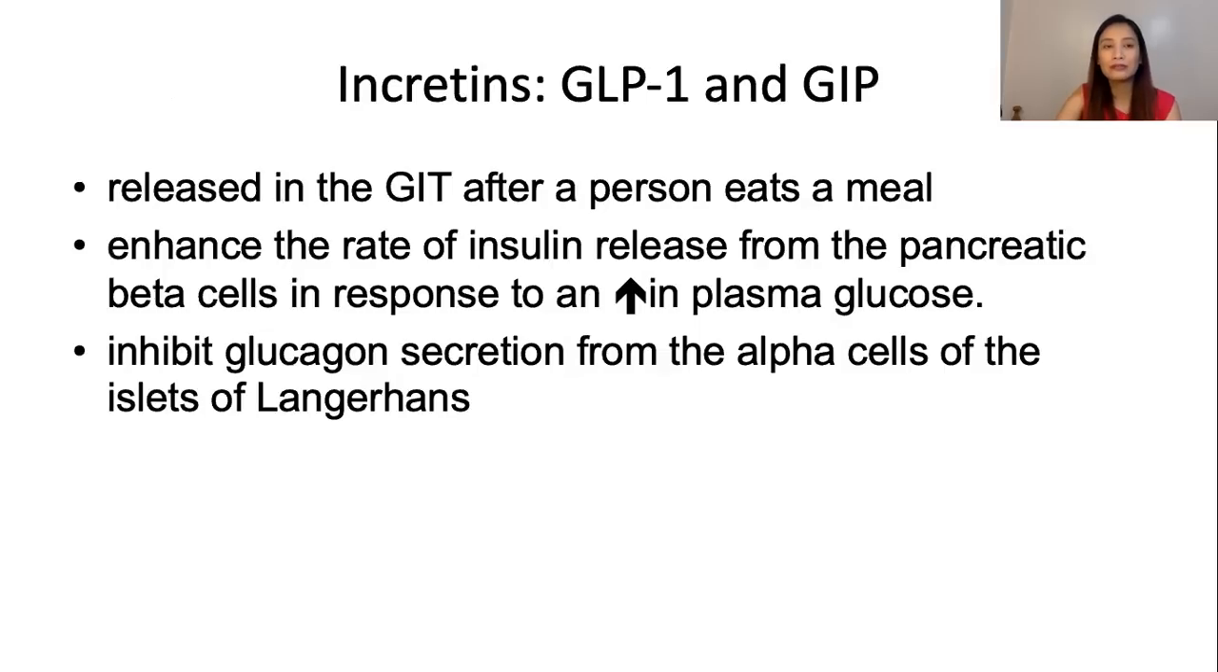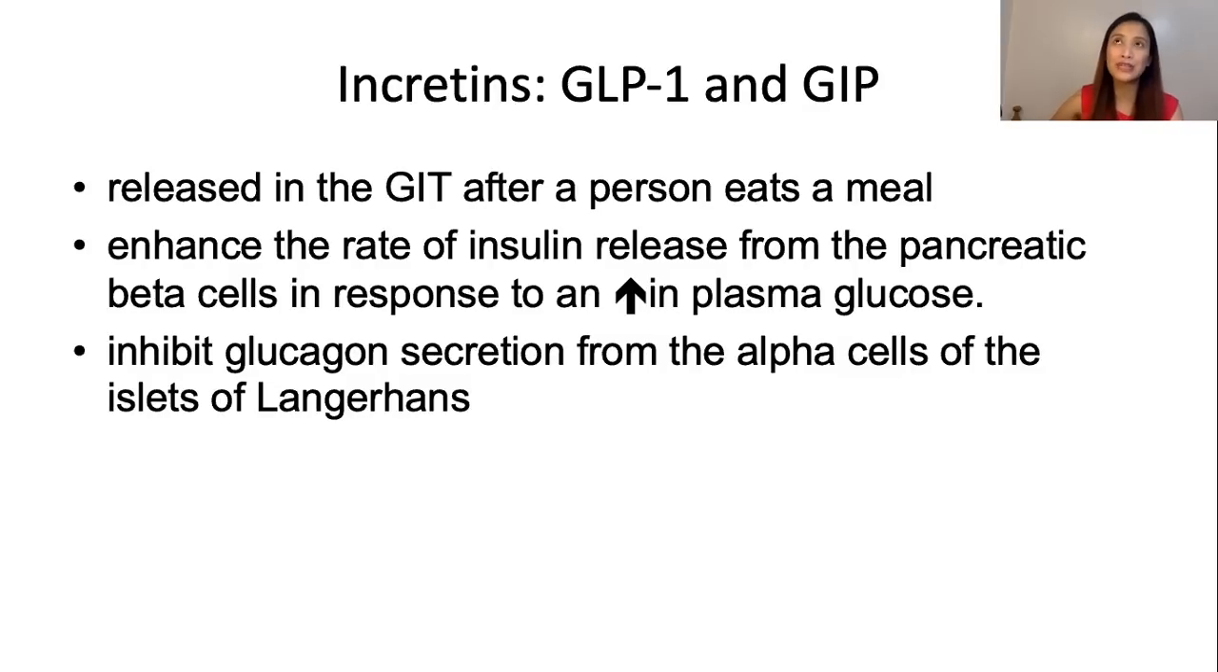There's another concept called the incretin effect that is also important in the secretion of insulin. Your incretins, your GLP-1 and your GIP, are substances that are released in your gut after a person eats a meal. When you eat a meal, these are released in your gut, and your GLP-1 and your GIP will act on your beta cell to increase the rate of insulin release from the pancreatic beta cell in response to the increase in plasma glucose from your meal.